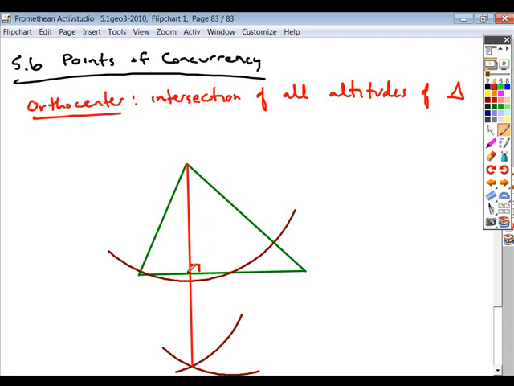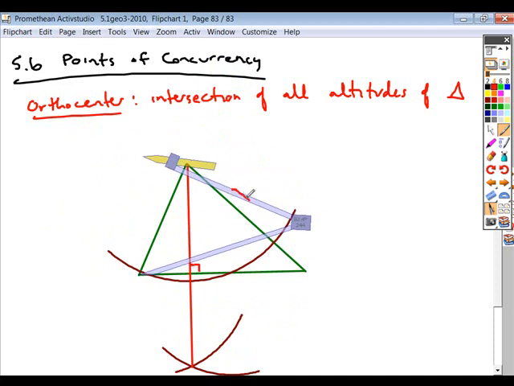If we repeat this from each of the vertices, we can find the orthocenter. And so to do that, let's say we use this vertex. Extend your compass so that it passes through the opposite side in two places.